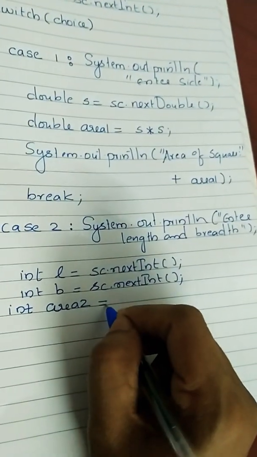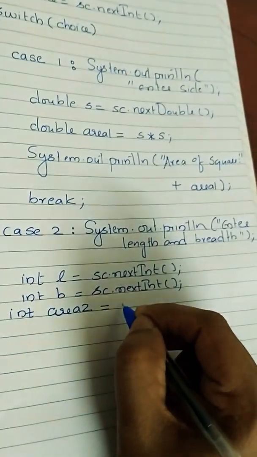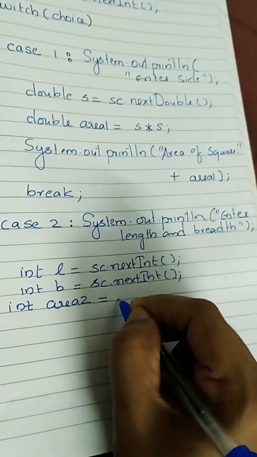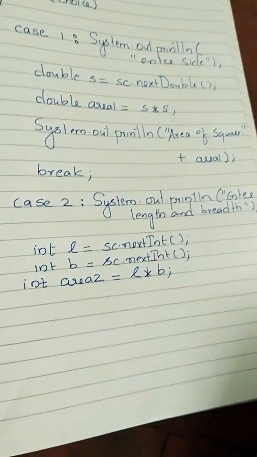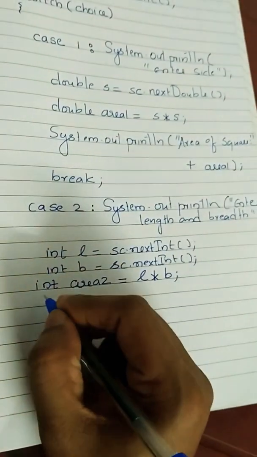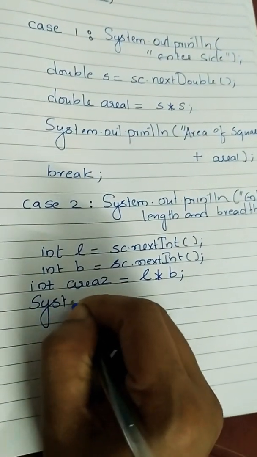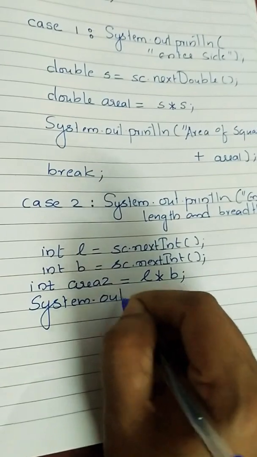Is equals, you can take any variable name. What is the area of a rectangle? Length asterisk breadth, l * b. Yeah, done. So the calculation is also done. Next step, don't forget to print the value. So I am printing the area of the rectangle.